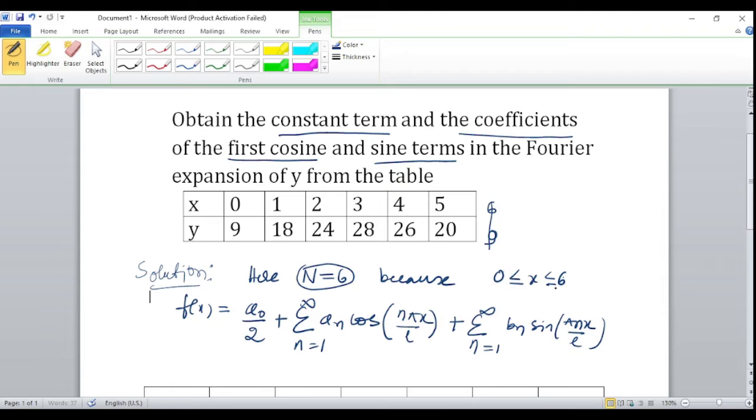Students, we will get a period, so what is the length of the interval here? The length of the interval is the final value minus the initial value. You need to equate this length to the standard length 2l, the arbitrary length. So 6 equal to 2l means the l value is equal to 3. Fine.